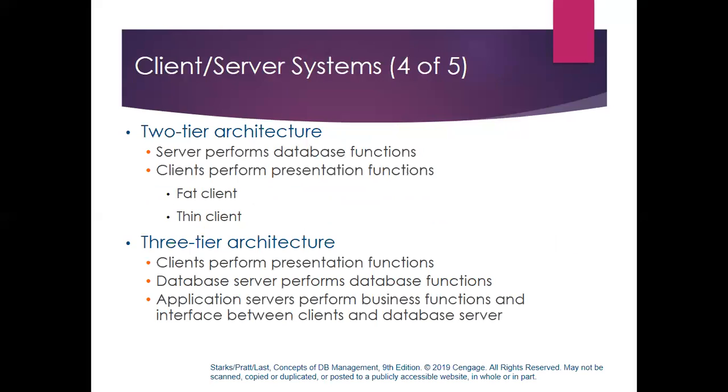There are two types of architecture within the client-server architecture: the two-tier architecture and the three-tier architecture. In a two-tier architecture, the server performs database functions and the client performs presentation functions. When the client performs the business functions, each of the clients is known as a fat client. When the client performs only the presentation functions, each of the clients is known as a thin client.